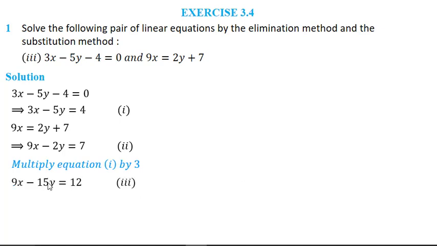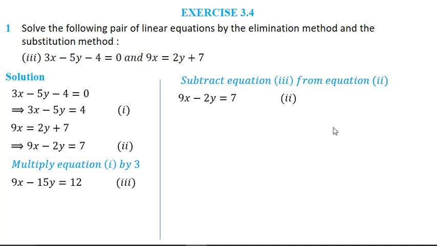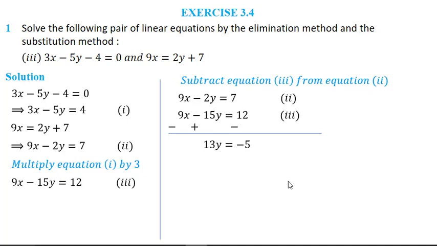So here we will multiply equation 1 by 3. Now I am making the coefficient of variable x the same in both the equations, and then I am subtracting equation 3 from equation 2. So first I will write equation 2, which is 9x minus 2y equal to 7. Then I am writing equation number 3, which is 9x minus 15y equal to 12. Then I am subtracting, so the sign will change. I will get here 13y equal to, here I will get 7 minus 12 as minus 5. So the value of y is minus 5 upon 13.